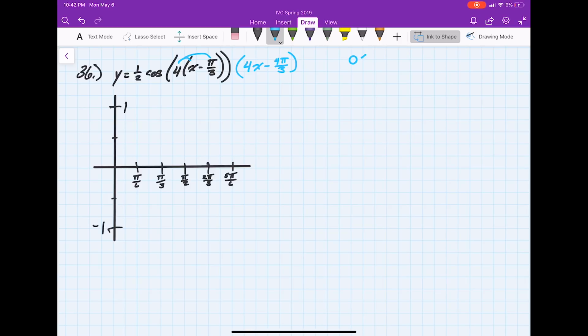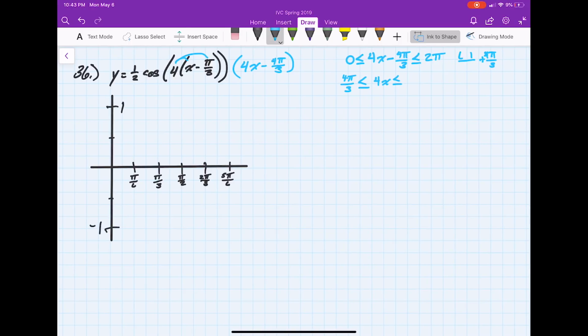So we need to figure out our period, which is normally defined between 0 and 2 pi. So we'll put 0 is less than or equal to 4x minus 4 pi over 3. We'll put that in the middle, and less than or equal to 2 pi. First thing we're going to do is add 4 pi over 3 to both sides. So we end up with 4 pi over 3 on this side is less than or equal to 4x, which is less than or equal to 2 pi plus 4 pi over 3. Well, to get the common denominator of 3, I'm going to have to change this guy to 6 pi over 3. Running out of room, so I'm going to have to rewrite it. So that's going to be 10 pi over 3.